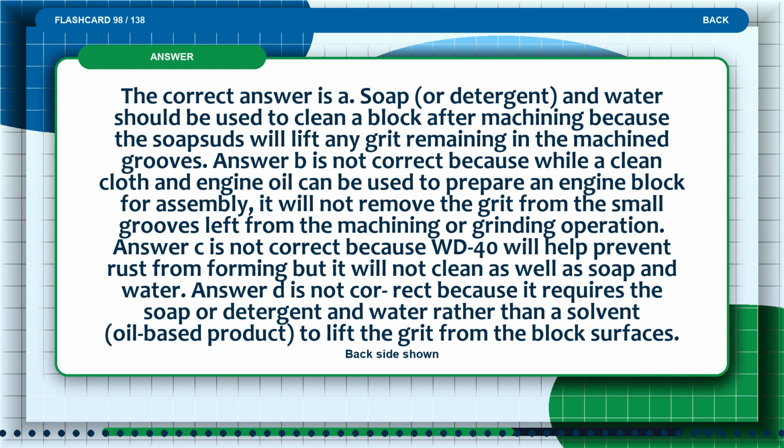Answer B is not correct because while a clean cloth and engine oil can be used to prepare an engine block for assembly, it will not remove the grit from the small grooves left from the machining or grinding operation. Answer C is not correct because WD-40 will help prevent rust from forming, but it will not clean as well as soap and water. Answer D is not correct because it requires the soap or detergent and water rather than a solvent oil-based product to lift the grit from the block surfaces.